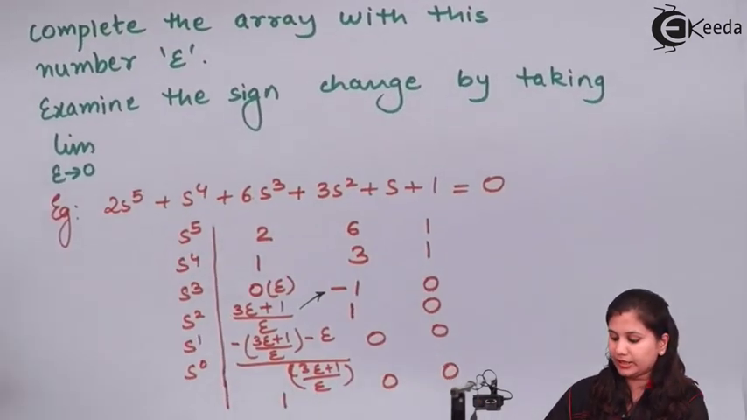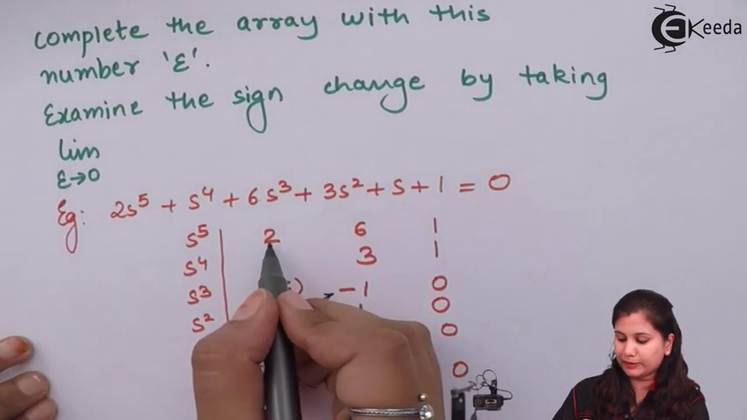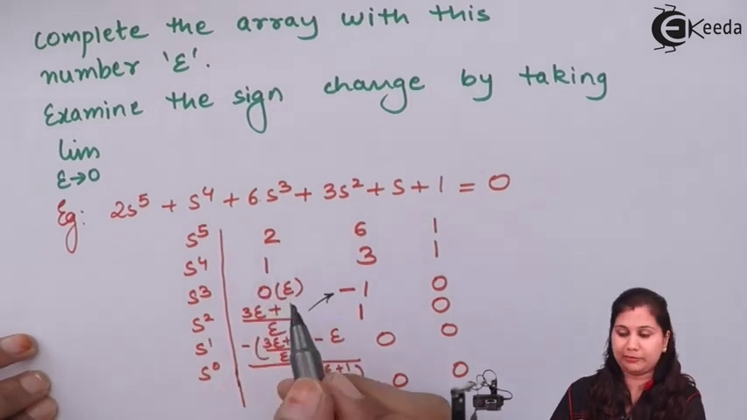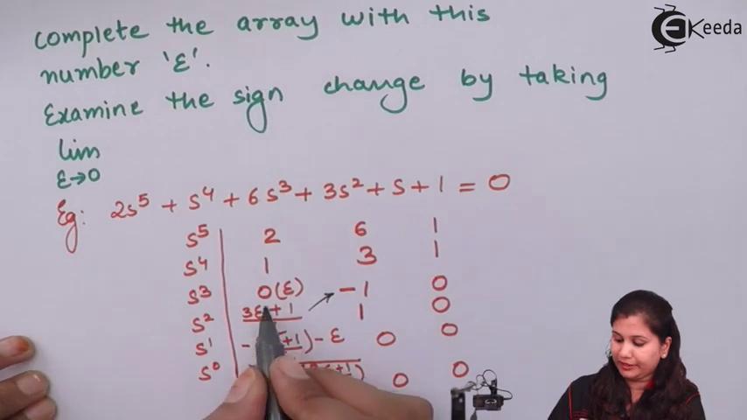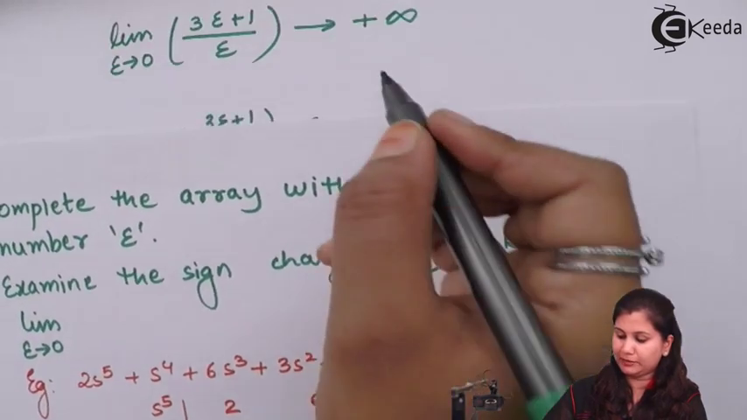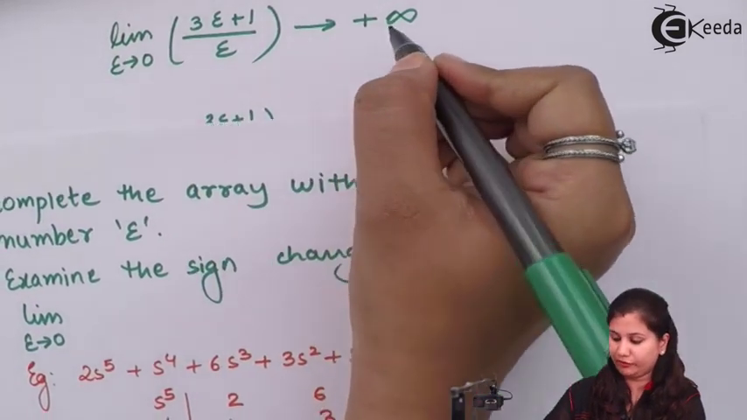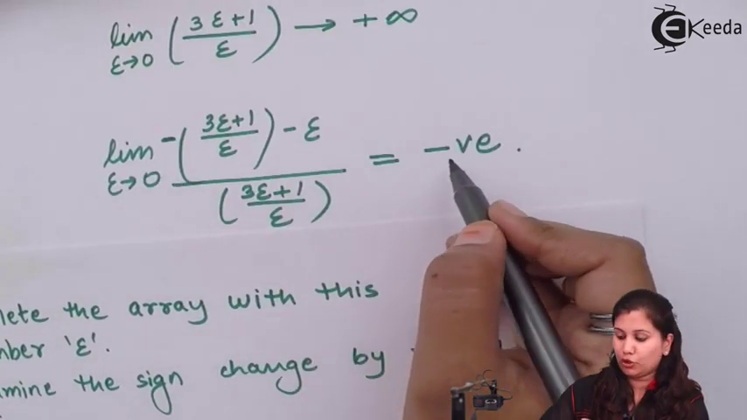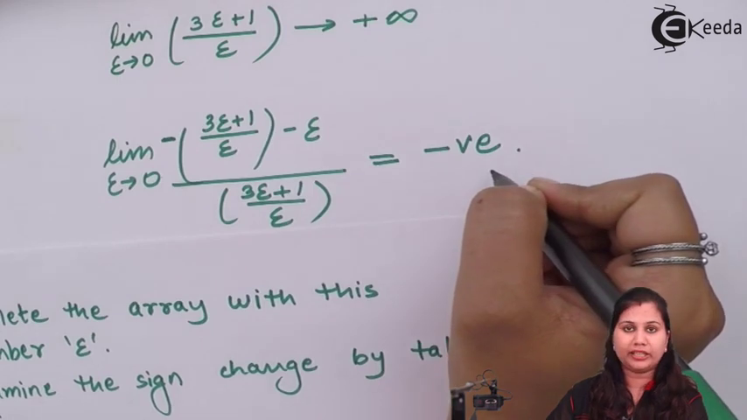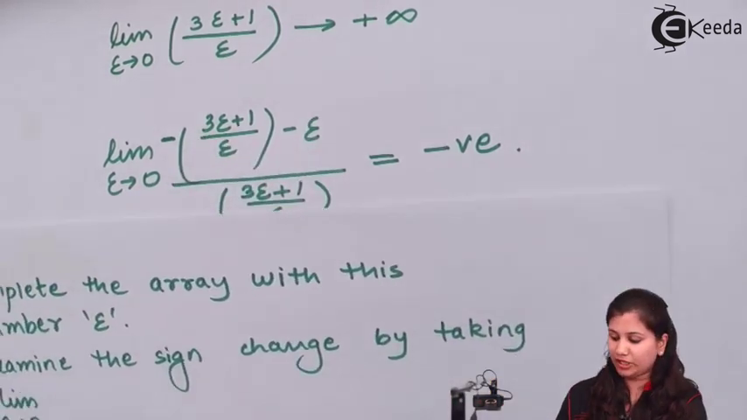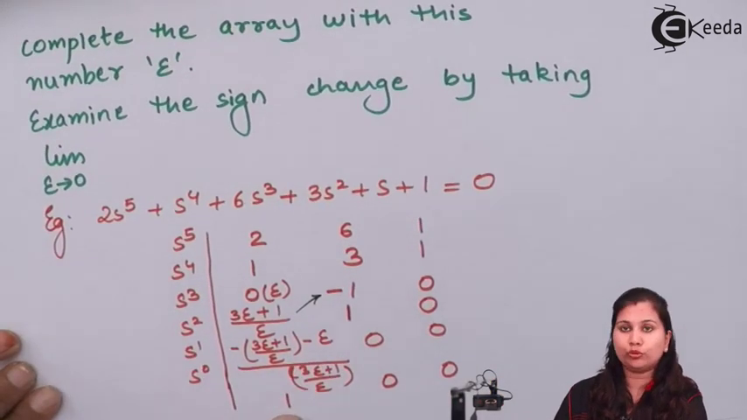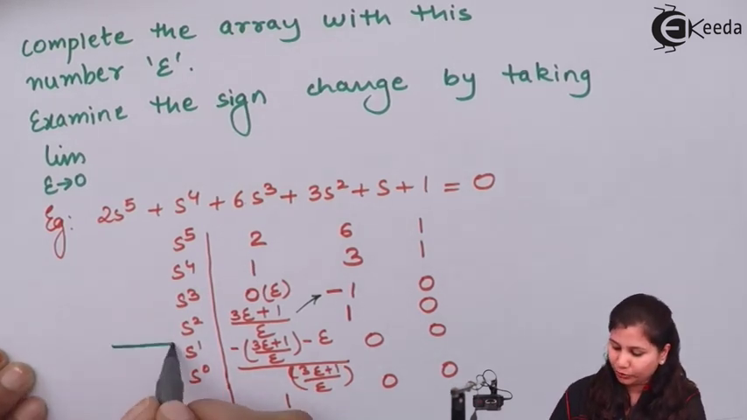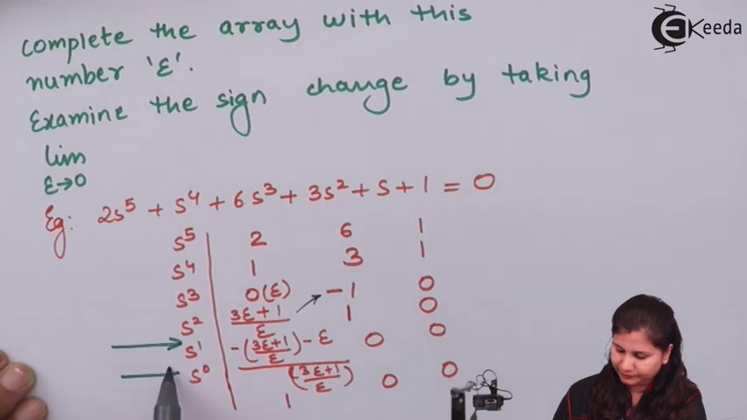Now in this Routh array, if we take 2 is positive, 1 is positive, then it is a positive number, epsilon is a small positive number. Then 3 epsilon plus 1 upon epsilon is coming out to be positive infinity. And then this term is coming out to be negative. So from positive infinity to negative, it will be a sign change. And again from negative to a positive 1, it will be a sign change. So here we are having two sign changes.